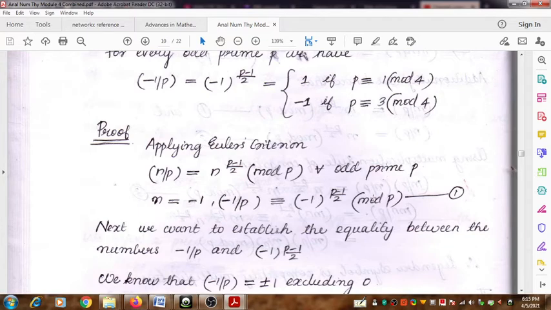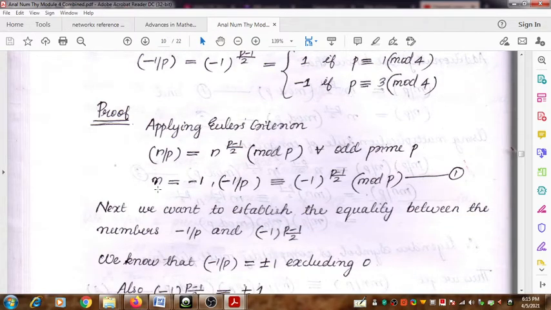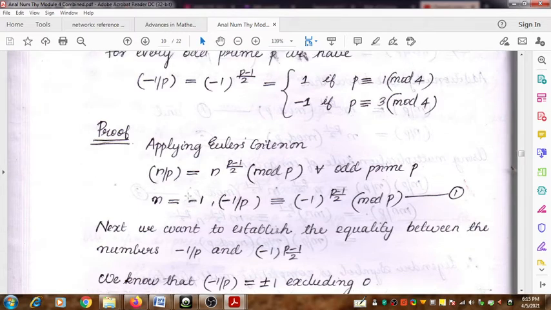Then (minus 1 bar p) is congruent to... this is not equal to, you have to correct, this is congruent to, so it's a writing mistake. Now here it is correct. (minus 1 bar p) is congruent to minus 1 raised to the power of (p minus 1) divided by 2 mod p.